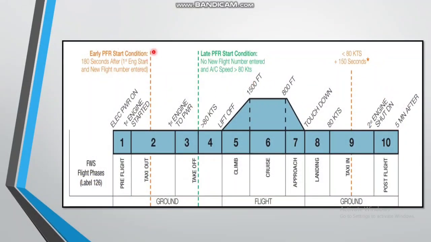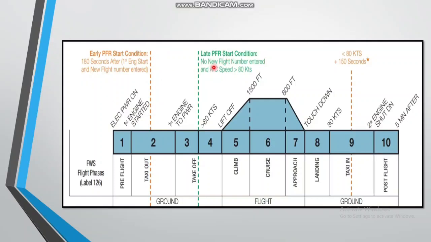Already my video is available regarding the post flight report on my channel, but you'll see in phase 2, if you are going taxi out, see earlier PFR start condition, you'll find there are two times in the PFR. One is at the top, at the time of the printout, and one is below. You'll see there is a start time, in time. So PFR recording will start 180 seconds after first engine start and new flight number is entered. So once first engine start and new flight number is entered, you will find the PFR starting time.